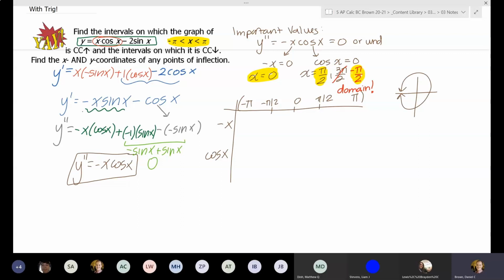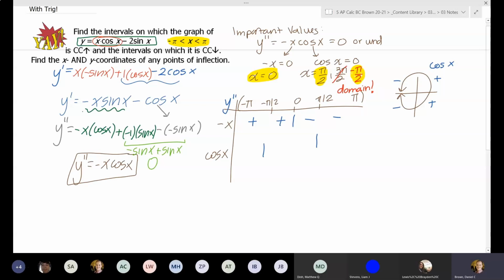So I created my sign chart. Again, this one has intervals on it, so I put the negative pi and pi on there. And then I just want to figure out when it is positive and when it is negative. When I say it, I'm talking, of course, about the second derivative. So for negative x, when you plug in a negative number for x, that becomes positive. Plugging in a positive number is going to stay negative. And then for cosine, this one's a lot easier than the one we did yesterday because you can just think about the unit circle of when cosine is positive and when cosine is negative.